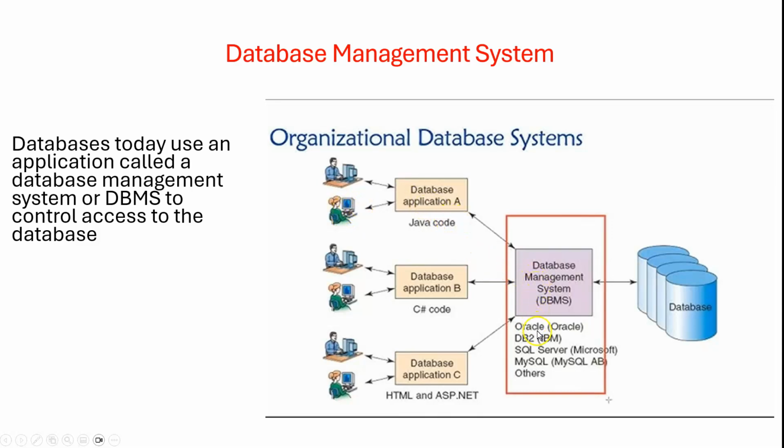Typical database management systems include Oracle, IBM, SQL Server from Microsoft, MySQL, and so on and so forth. The programmers over here, Java coders, C# coders, HTML and ASP.NET coders, want to interact with this database over here. They cannot do it directly. They have to go through the database management system. They send their queries to the database management system. The database management system sends that to the database. The database gets answers, sends it back to the database management system, and then it goes back to the originator of the request.